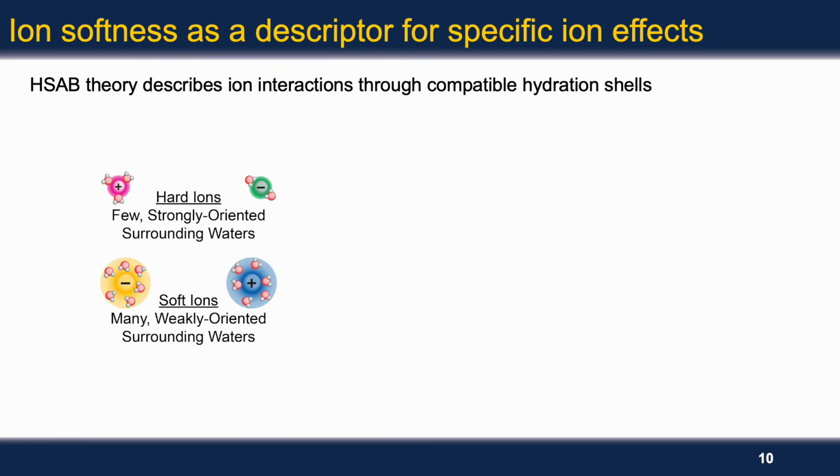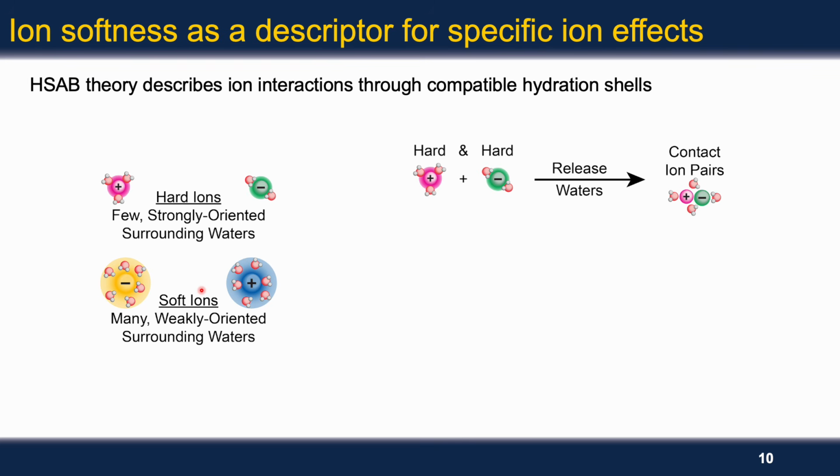The concept of softness can be used in the framework of HSAB, or hard-soft acid-base theory, to describe ion interactions. Hard ions are classified as small, charge-dense ions that have few but very strongly oriented water molecules, for example lithium and fluoride, and soft ions can be characterized as large, less charge-dense ions that have many but weakly oriented surrounding waters. And so according to this theory, when two hard ions have an opportunity to interact, they can do so by shedding some of their waters and forming contact ion pairs.